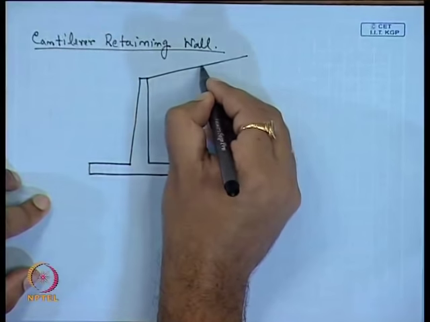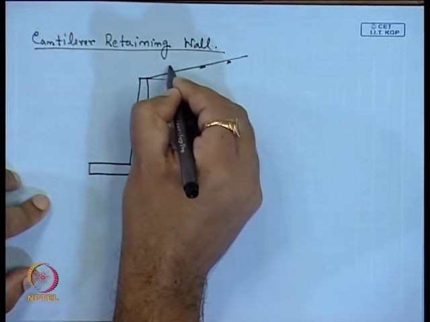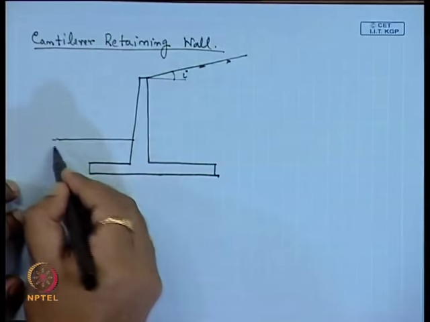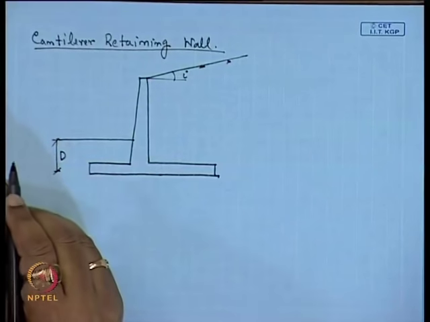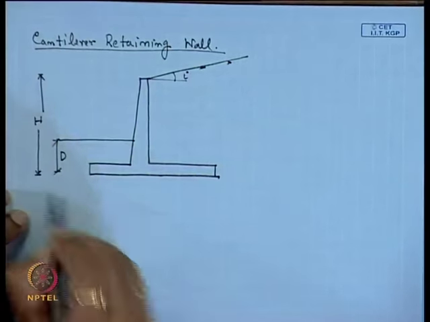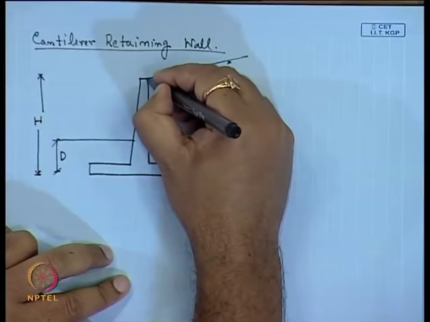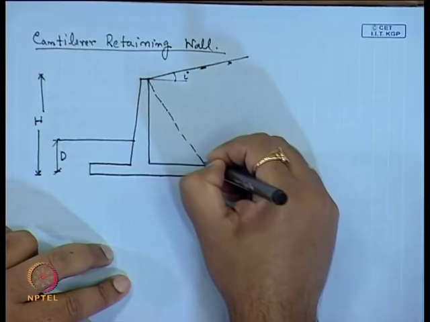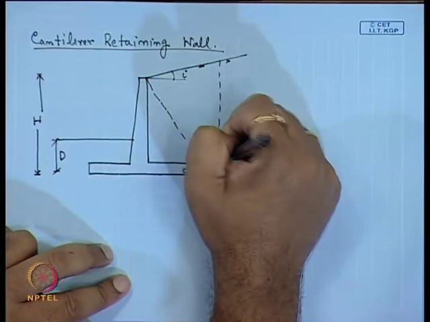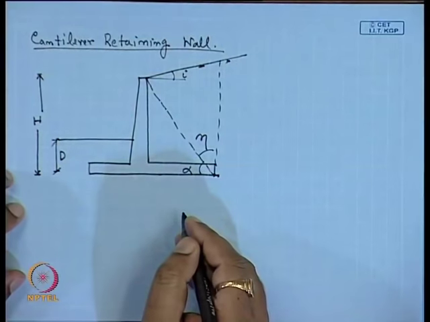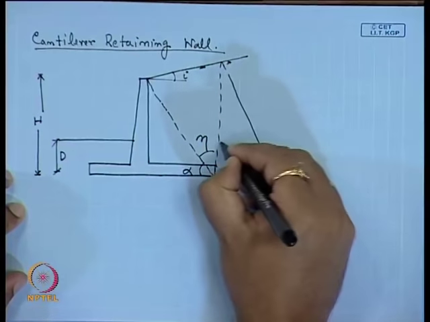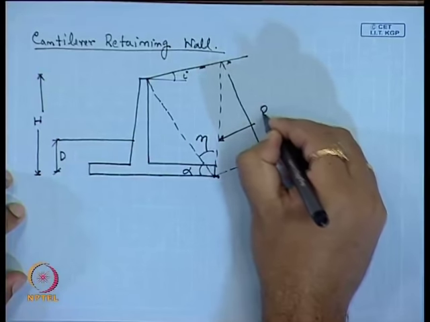So, this is the ground surface in the backfill side, which is making an angle I again. And now, this is the D depth of the retaining wall, and this one is the H height of the retaining wall. Now, again, if I consider the Rankine expression, then if we join this line, this will give you the H, and if I join the vertical line, now this is the earth pressure distribution. So, this P A will act parallel to the ground line.